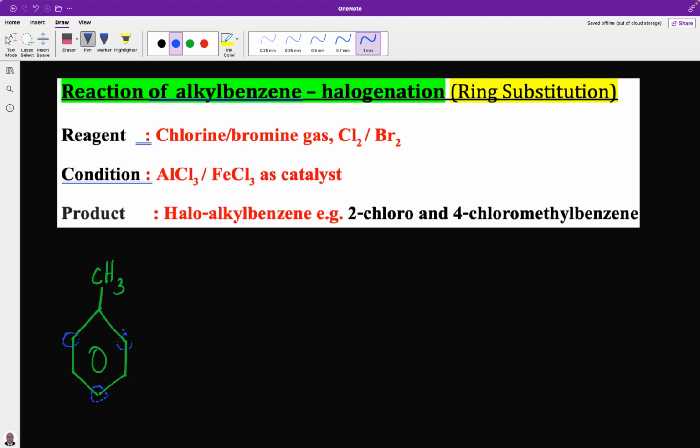For halogenation, the reaction is not going to take place here. It is going to take place in the ring. The halogenation is going to be substitution at the second, the fourth, and the sixth position. It is going to substitute the hydrogen at the second, the fourth, and the sixth position. So this is what is going to happen now, reacting with chlorine.